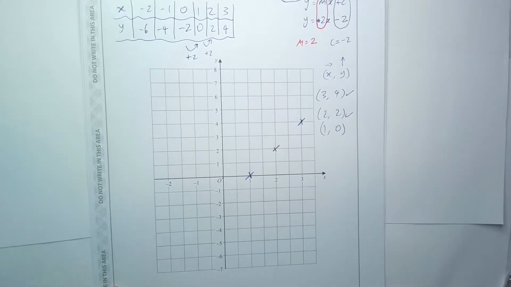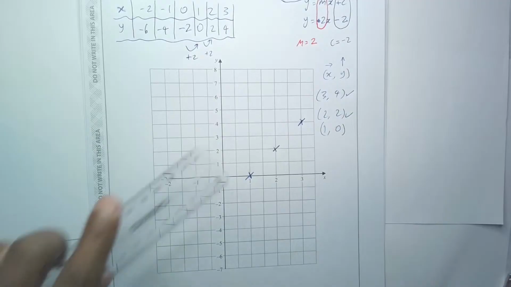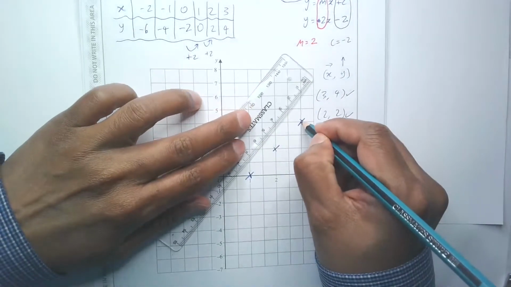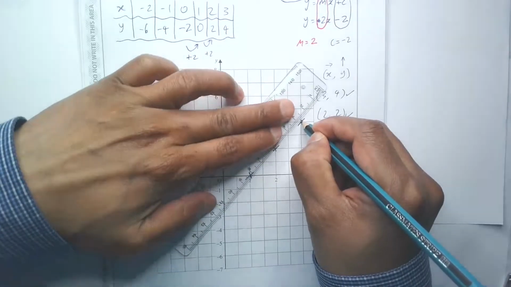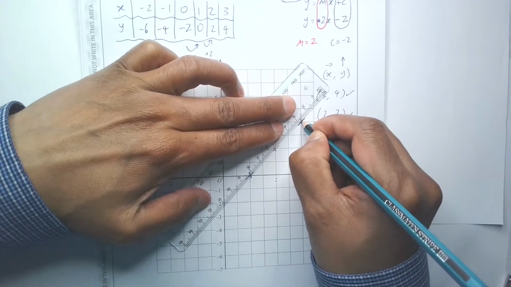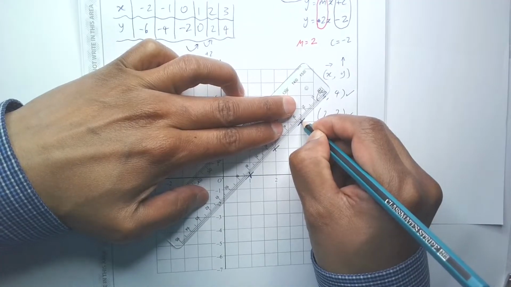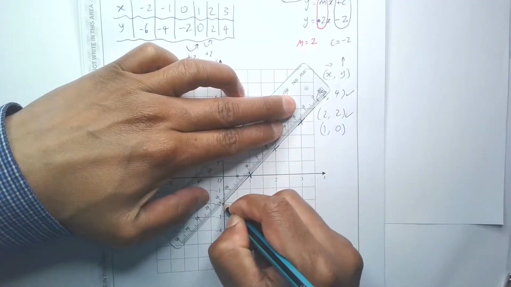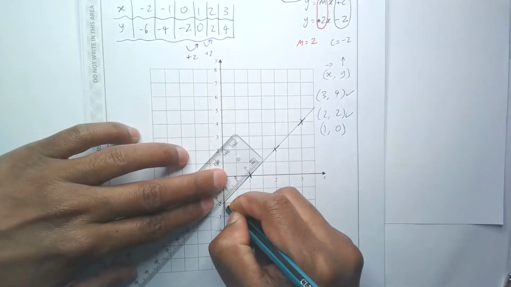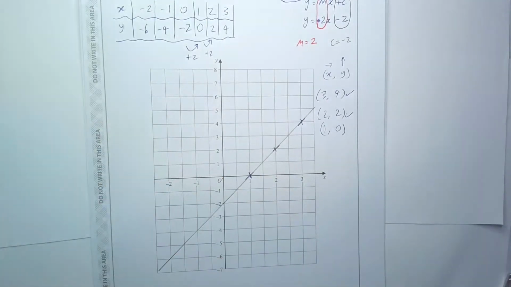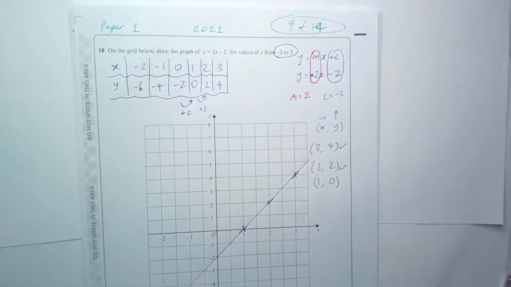Now I can get my ruler and draw a straight line. Go through the whole paper, whole graph. There you have it. That is my straight line graph. All right, I hope you're getting that right. It might be a bit fiddly.